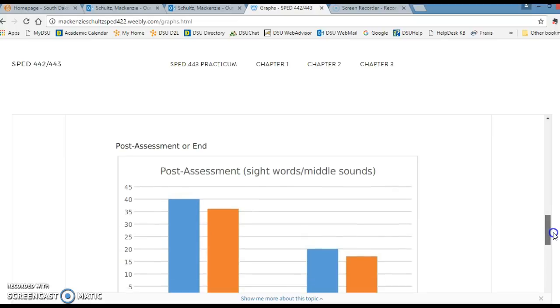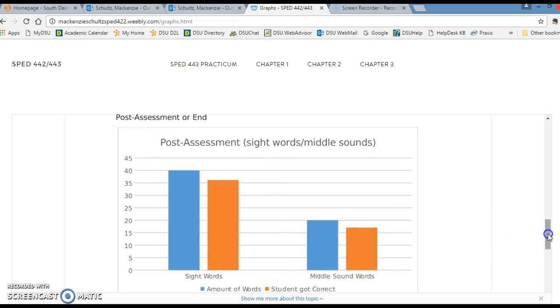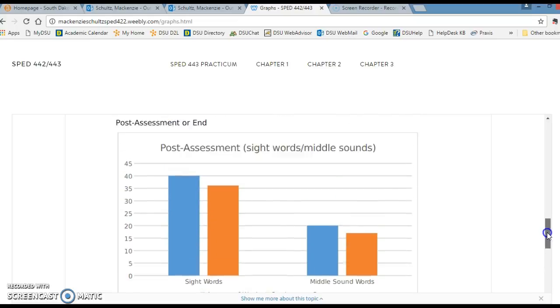And then we come down here to the post assessment. So out of the 40 sight words, he knew 36 out of 40, which is awesome, knowing that he started at only 20 words. And over here, the middle sounds, the 20 we started with, he knew about 17 of them, which is awesome. And it really showed that what we were doing and giving him that extra little bit of push really helped him accelerate in those areas.